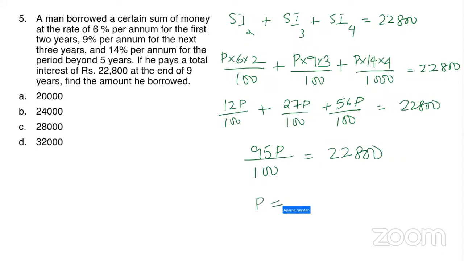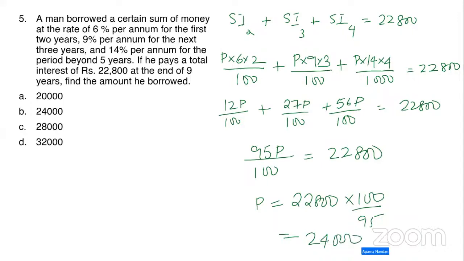P will be equal to 22,800 into 100 by 95. When you do that, you will get 24,000. The answer is 24,000. Is it clear for everyone?